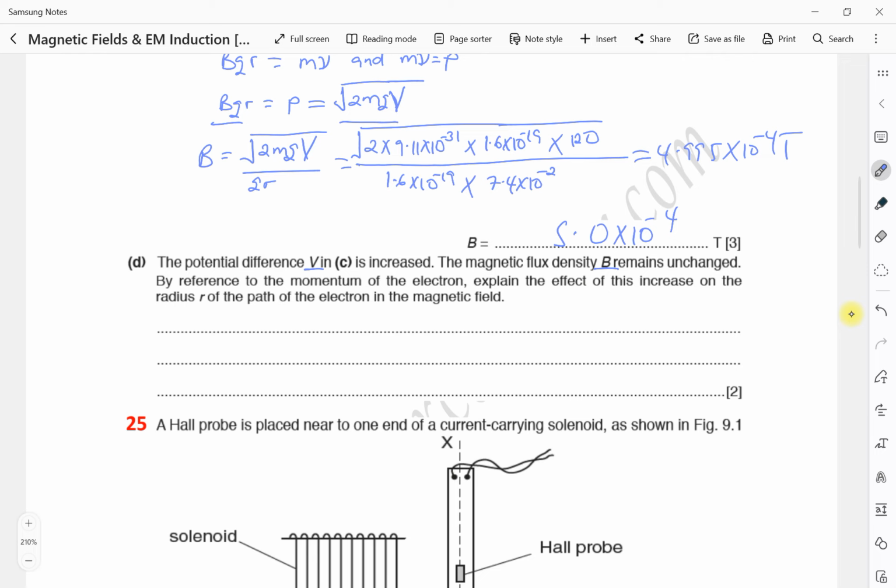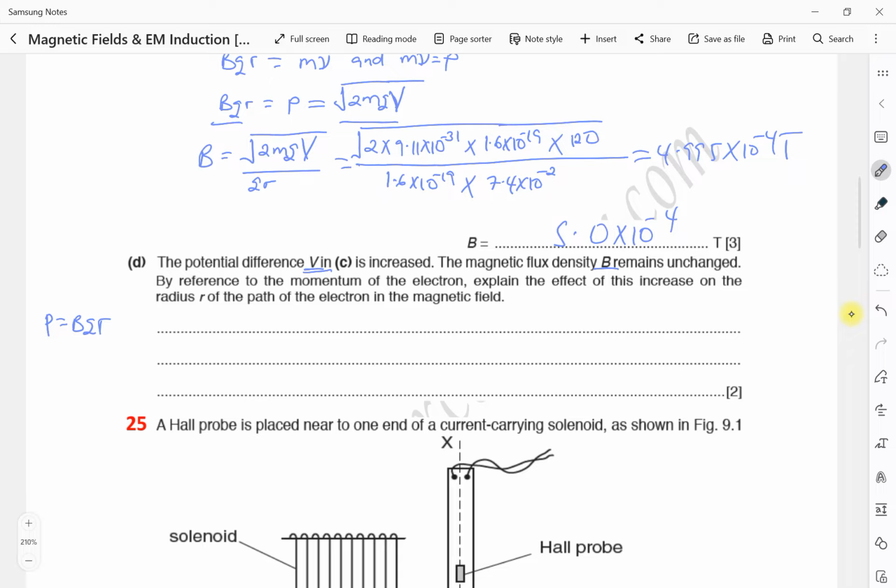By reference to the momentum of the electron, explain the effect of this increase on the radius r of the path of the electron in the magnetic field. So we have seen that momentum equals BQr. V is increased, and we see that the momentum is independent of V. So that means the radius is going to remain the same. The magnetic flux density B remains unchanged. The potential difference V is increased.